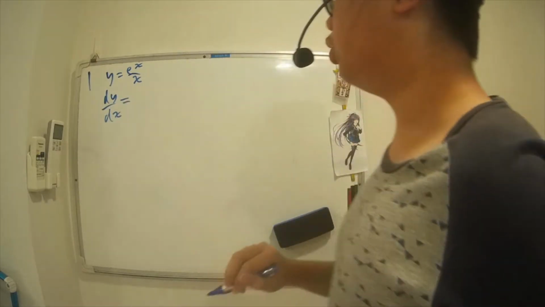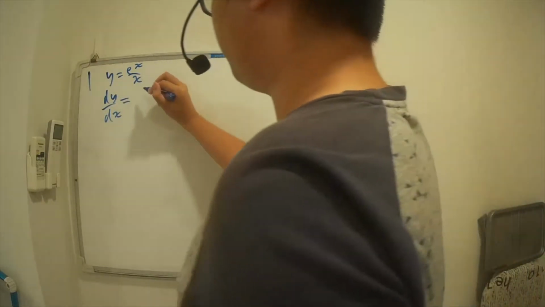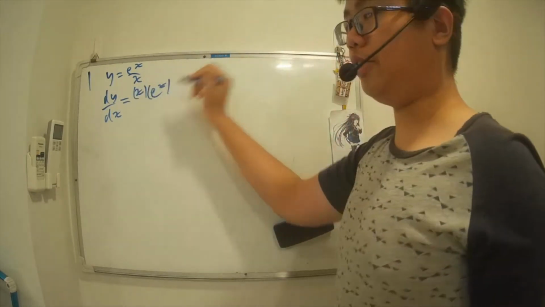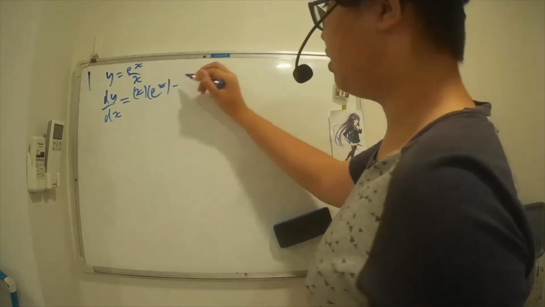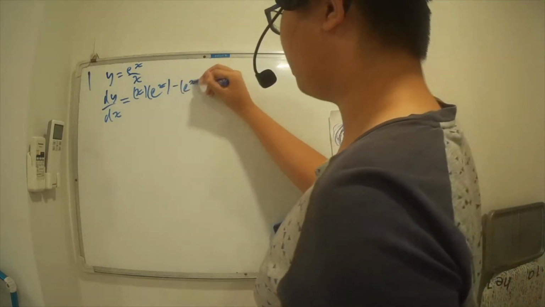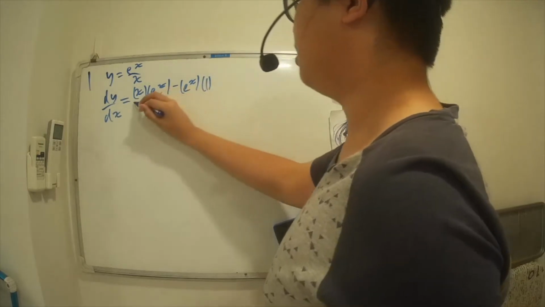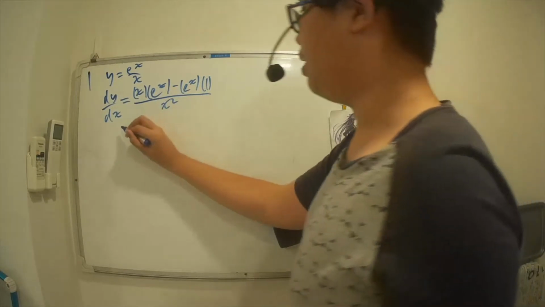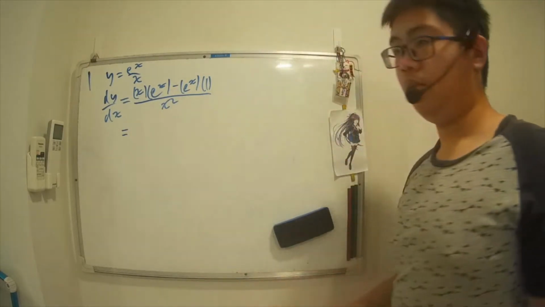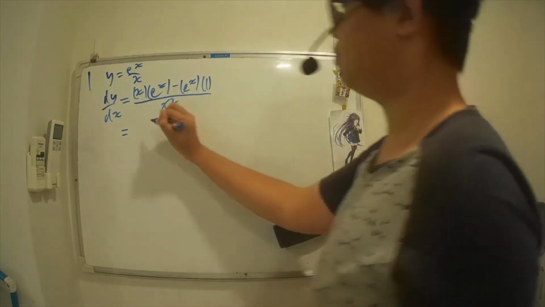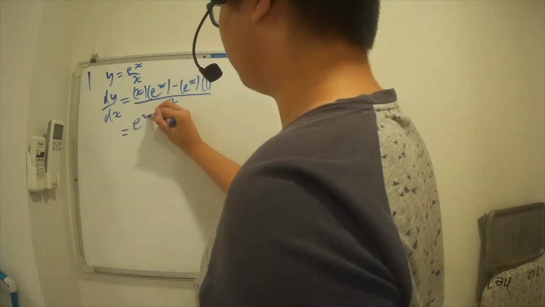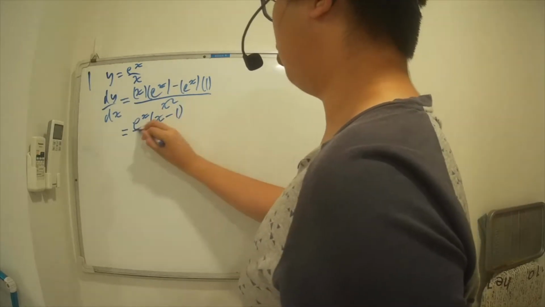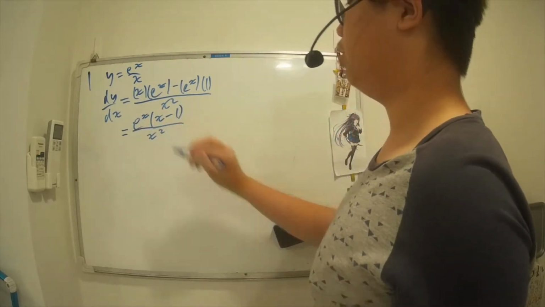Okay. So, simple thing. We have x, right? Then du/dx is just e to the x. Derivative of e to the x is itself. Minus e to the x times 1, right? And then this is all over x squared. And then what does this simplify to? Well, this is quite simple, right? This is e to the x times x minus 1, all over x squared.